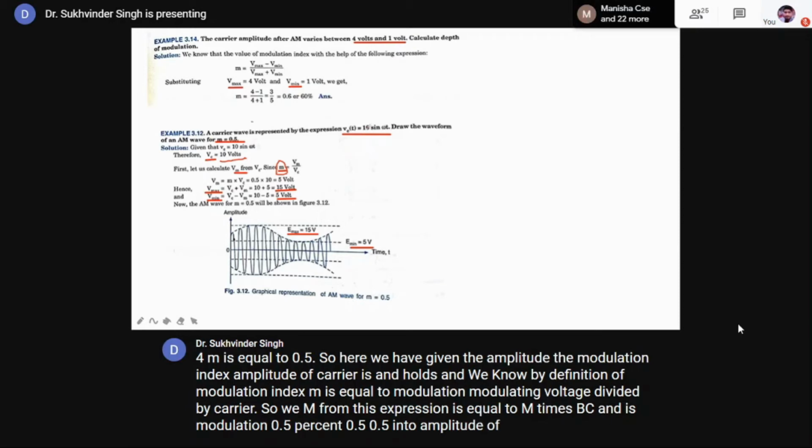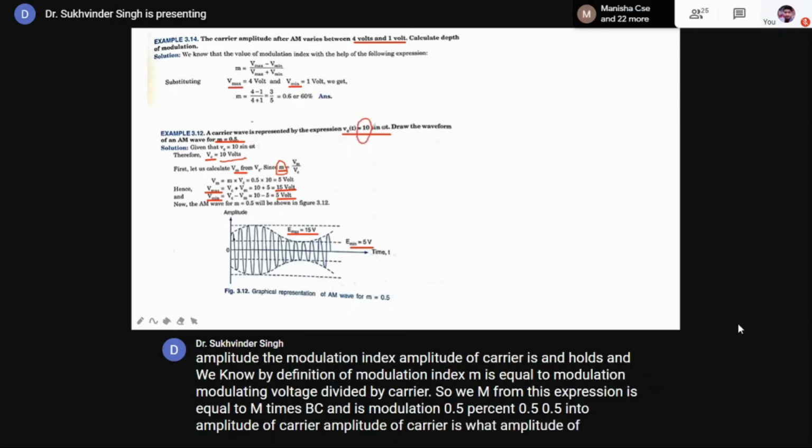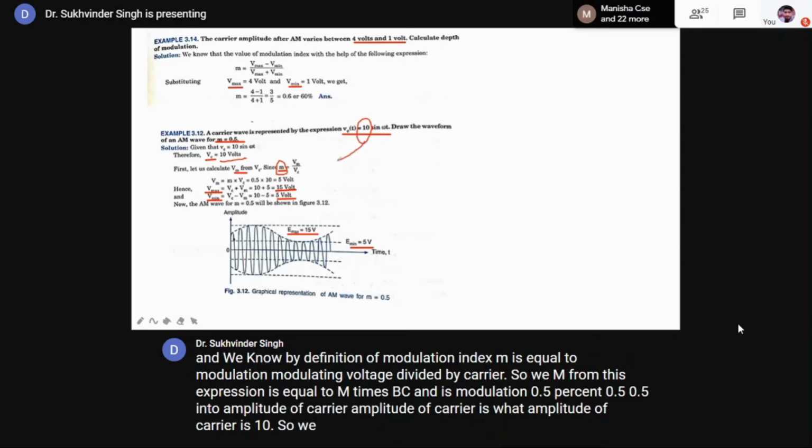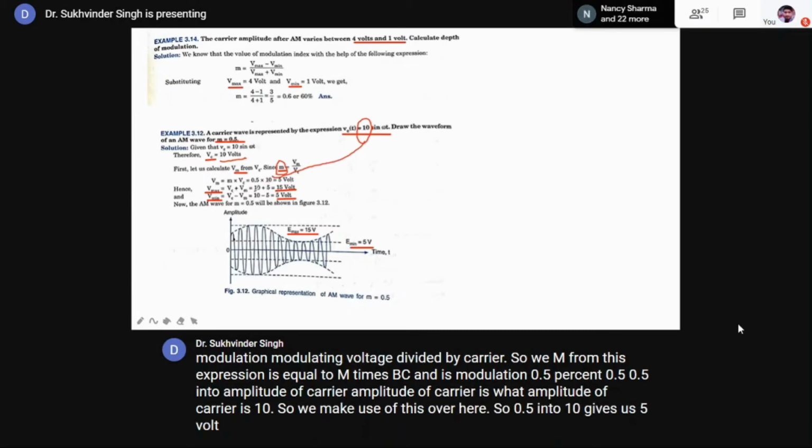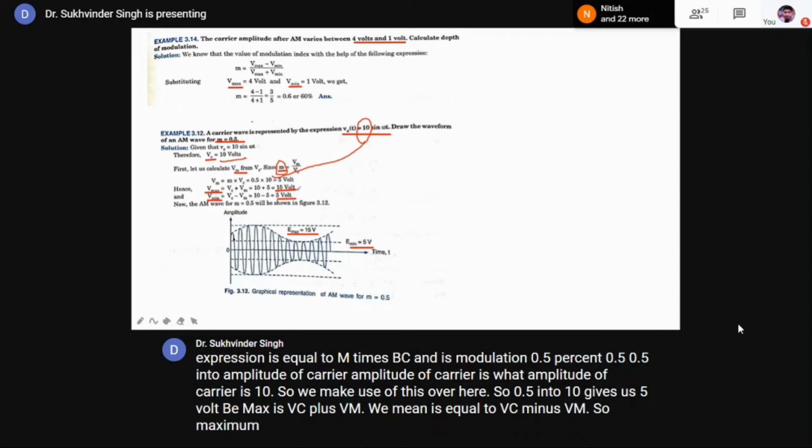Amplitude of carrier is what? Amplitude of carrier is 10. So we make use of this over here. So 0.5 into 10 gives us 5 volt. V max is Vc plus Vm. V min is equal to Vc minus Vm. So maximum voltage will be 15 volt. Minimum voltage will be 5 volt.